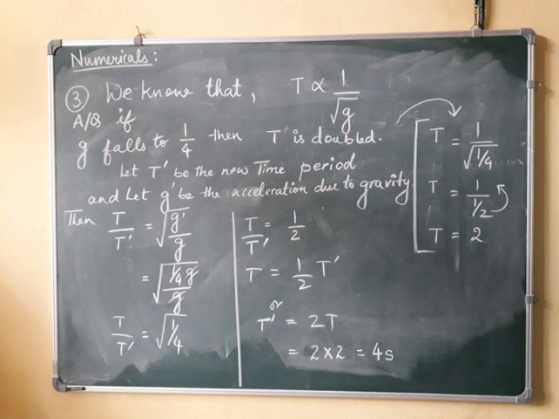Now in the question it is written that it is a seconds pendulum. Yes, it is a seconds pendulum. So for the seconds pendulum, the time period t is 2. Okay, so your t dash will be equal to 2 into 2, 4 seconds.